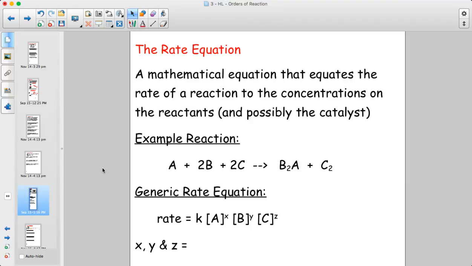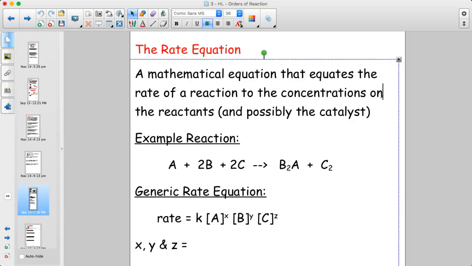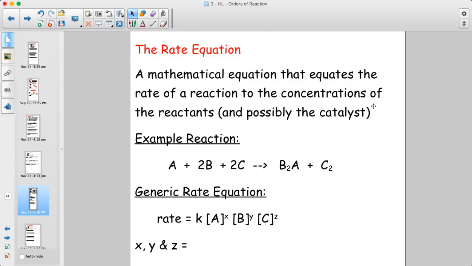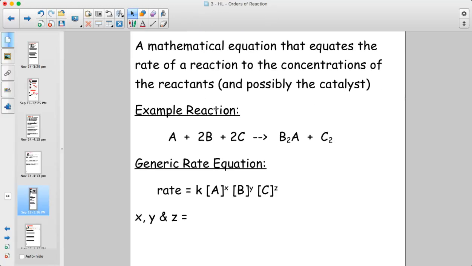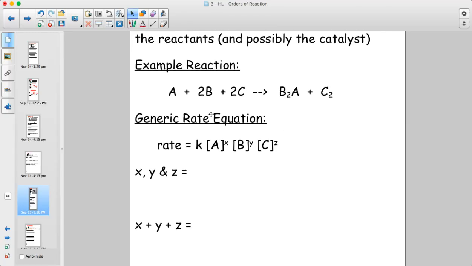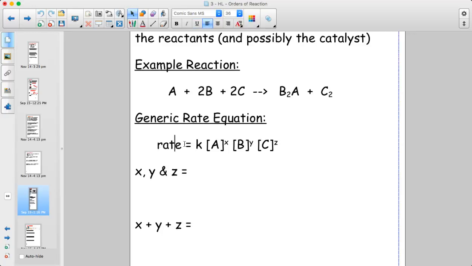Okay, so this is all going to tie together with something called the rate equation. The rate equation is a mathematical equation that equates the rate of a reaction to the concentrations of the reactants. And it may also involve a catalyst, something else that's involved in the mechanism. So for an example reaction that I made up with A's, B's, and C's, the generic rate equation would look like this. You've got rate on one side equals k, which is just some constant that you need to mathematically make these things actually equal each other.